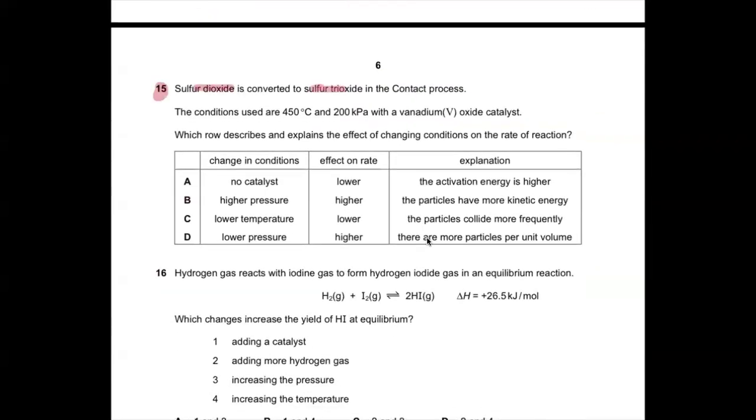Now MCQ number 15. Sulfur dioxide is converted to sulfur trioxide in the contact process. The conditions are 450 degrees Celsius, 200 kilopascal, and vanadium(V) oxide catalyst. Which describes and explains the effect of changing the condition on the rate of reaction?